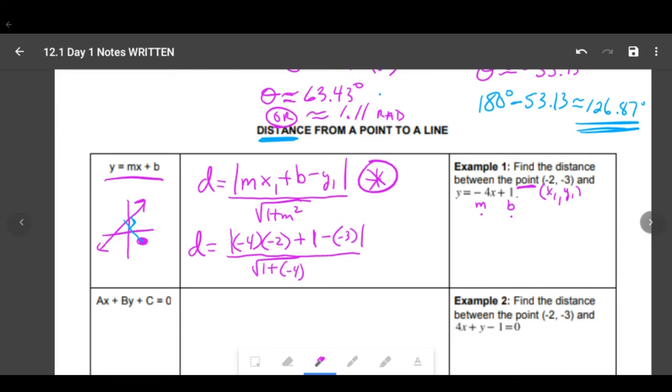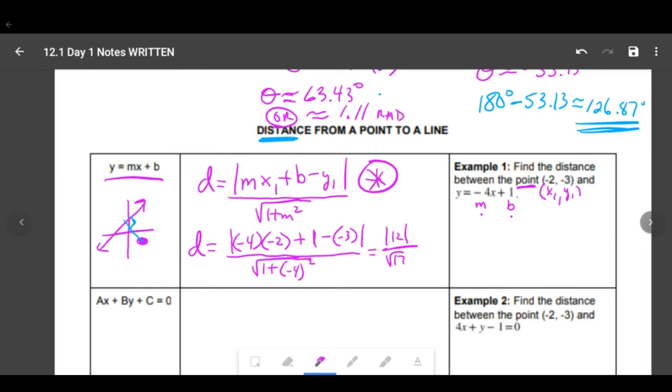So once you have your formula, now it's a matter of just plugging in the numbers correctly, making sure you know which is your m, which is your b. That should be easy. And then getting your x1 and your y1 from the point that's given. So all I'm going to do is simplify this. I'm going to clean up the top. I got 8 plus 1 plus 3, which gives me the absolute value of 12 over the square root of 17. The absolute value of 12 is still just 12.